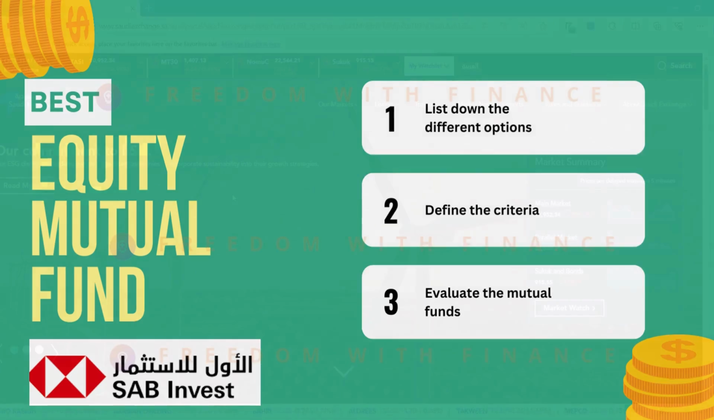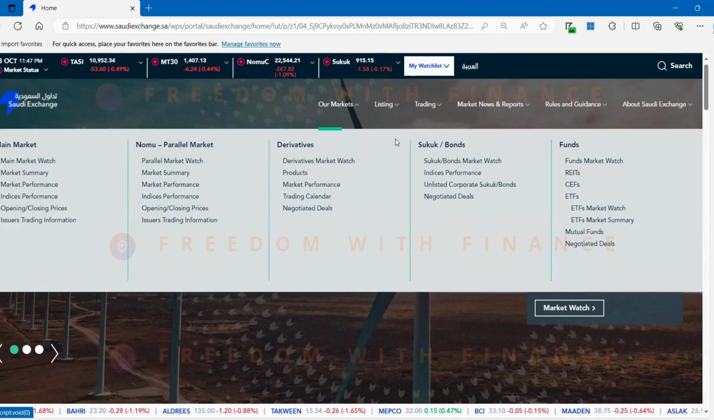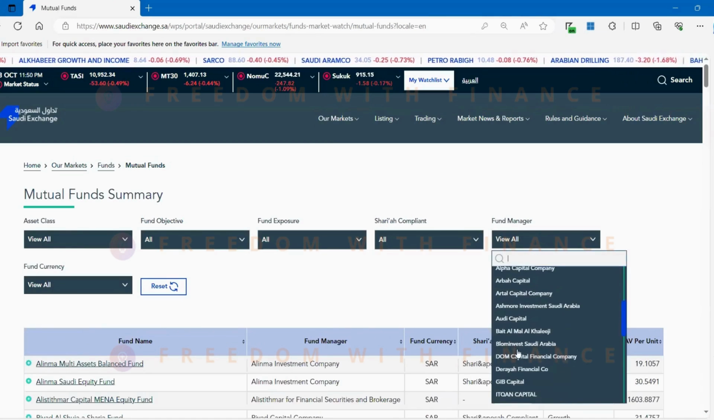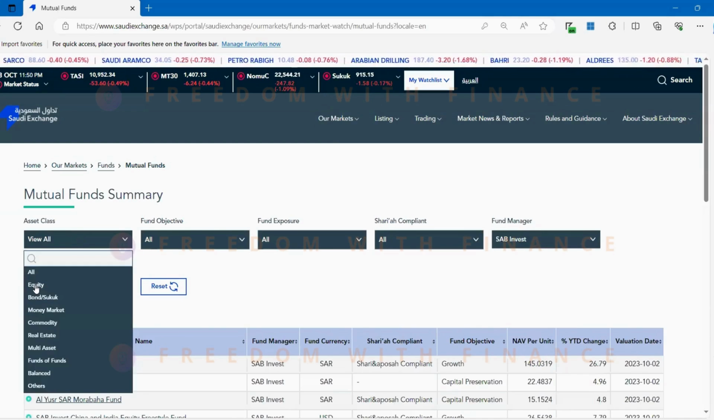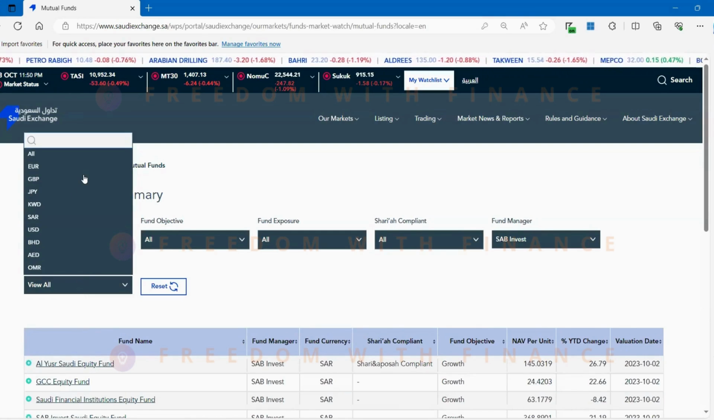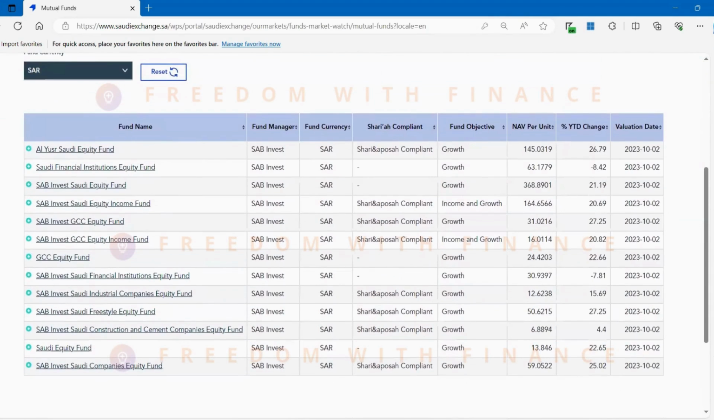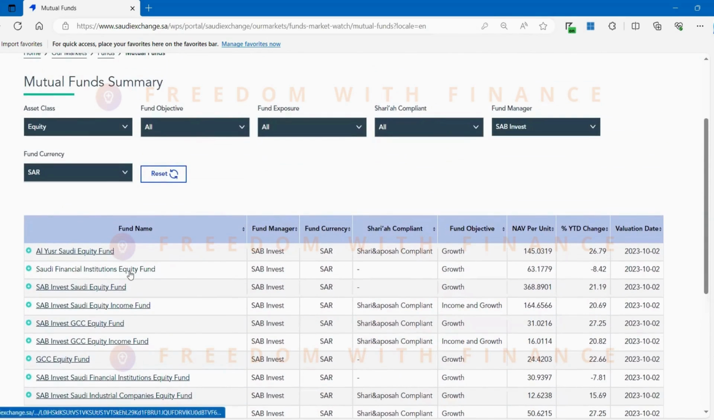First, let's go to the Tadawul Stock Exchange website, go to our markets, mutual funds, and then I will shortlist SAB Invest. I will go for equity. And for this scenario, I'll only pick the local Saudi Arabia and GCC based mutual funds. So there should be 13 in total. Yeah, so these are the 13 mutual funds by SAB Invest which are equity based and which are based in Saudi Arabia or in the GCC.